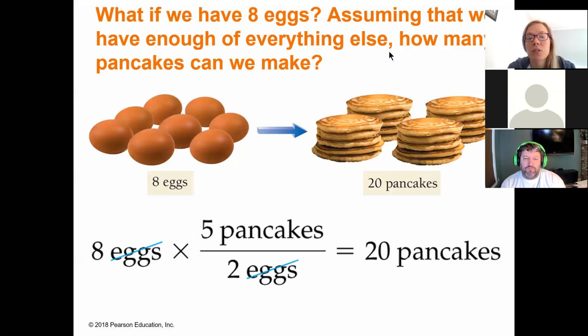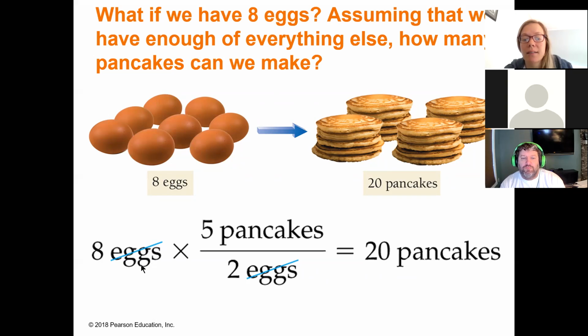Now, what if you're in a situation where you have 8 eggs? You're going to bake some pancakes and you have 8 eggs in the fridge and you have a plethora of everything else. So you've got like 100 pounds of flour and more baking powder than you could ever need. Well, what is limiting the reaction is the eggs, right? Because you have an excess of the other stuff. So we need to figure out how many pancakes the 8 eggs can make.